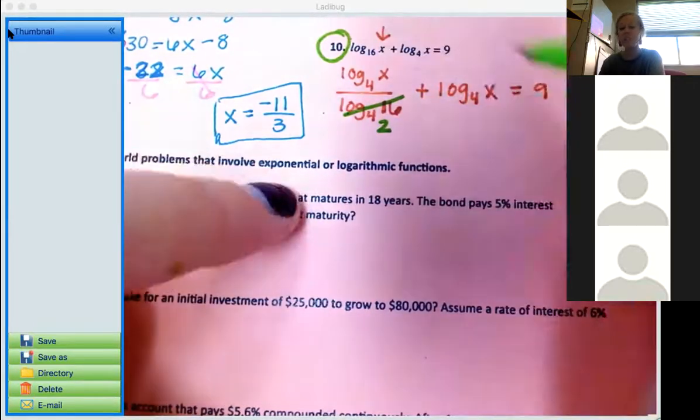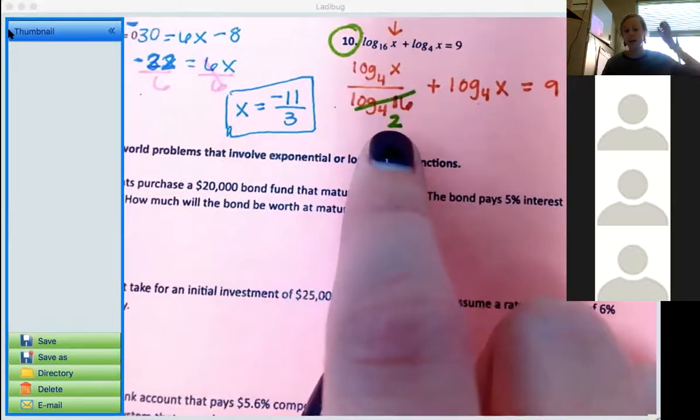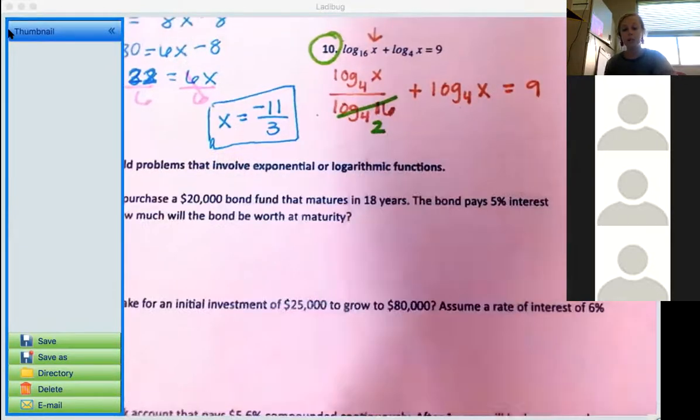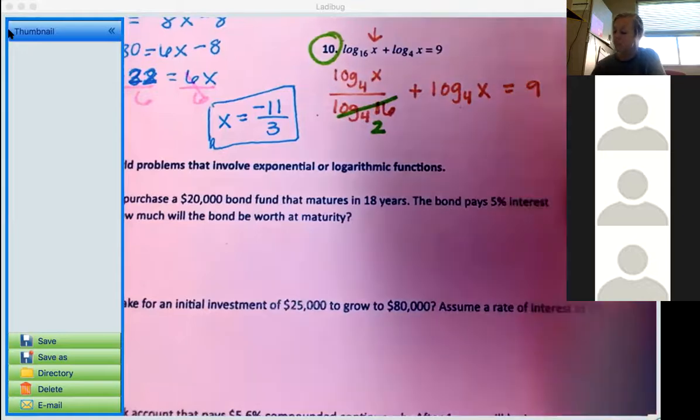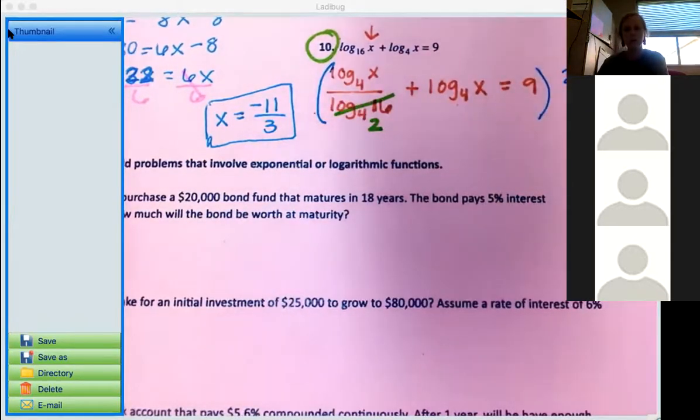So now to condense this to solve it, I need to move this 2. I need to get rid of this denominator. So instead of dividing by 2, what can I do? Multiply the whole equation. Very good. Multiply the whole thing by 2. Is everybody okay with that?